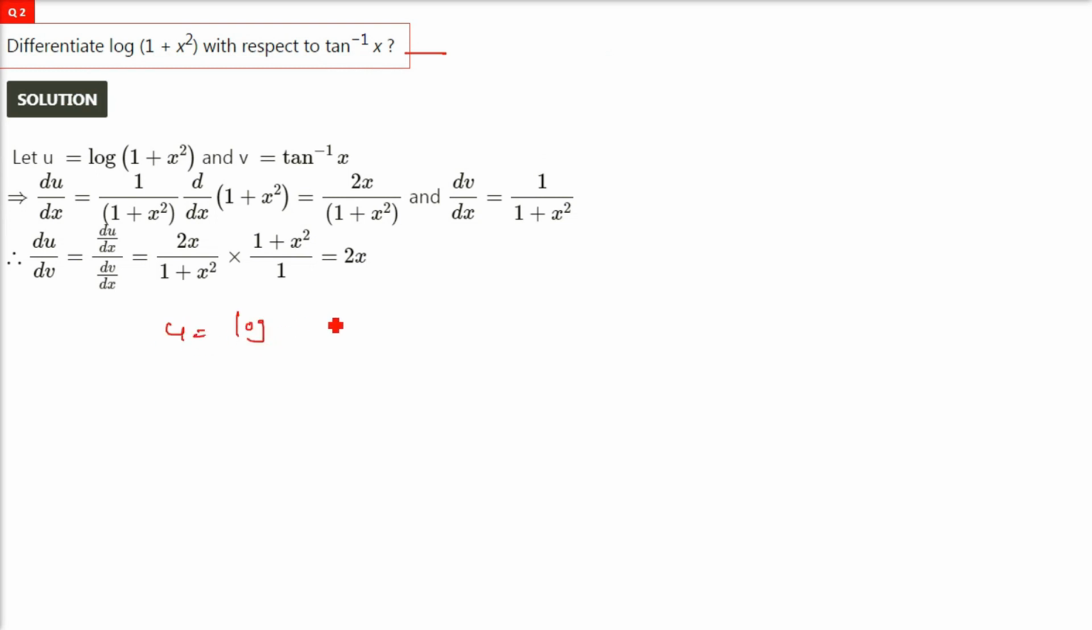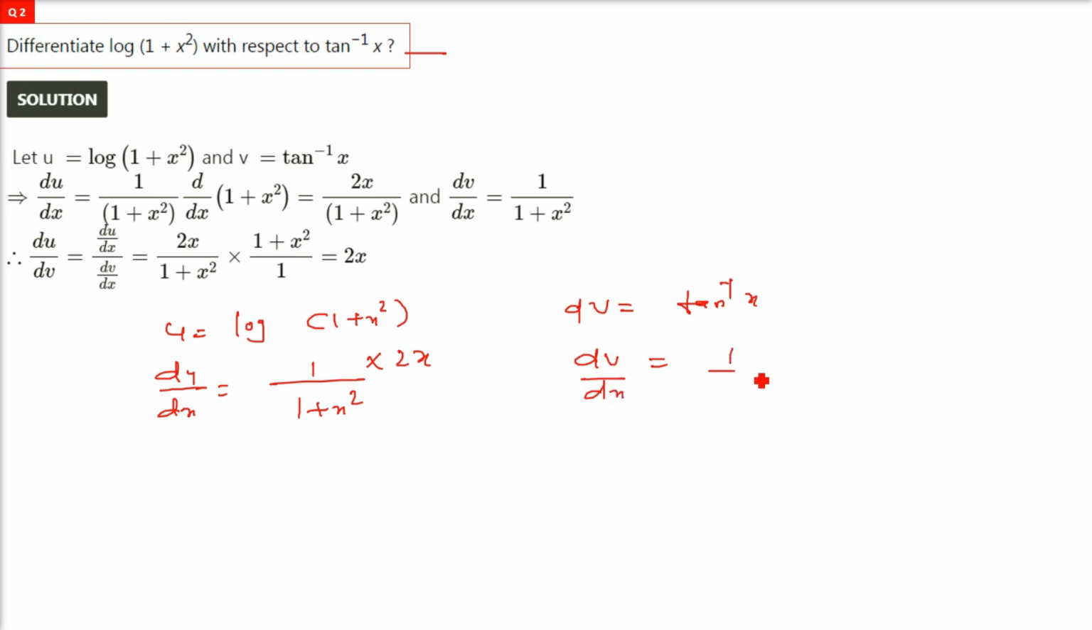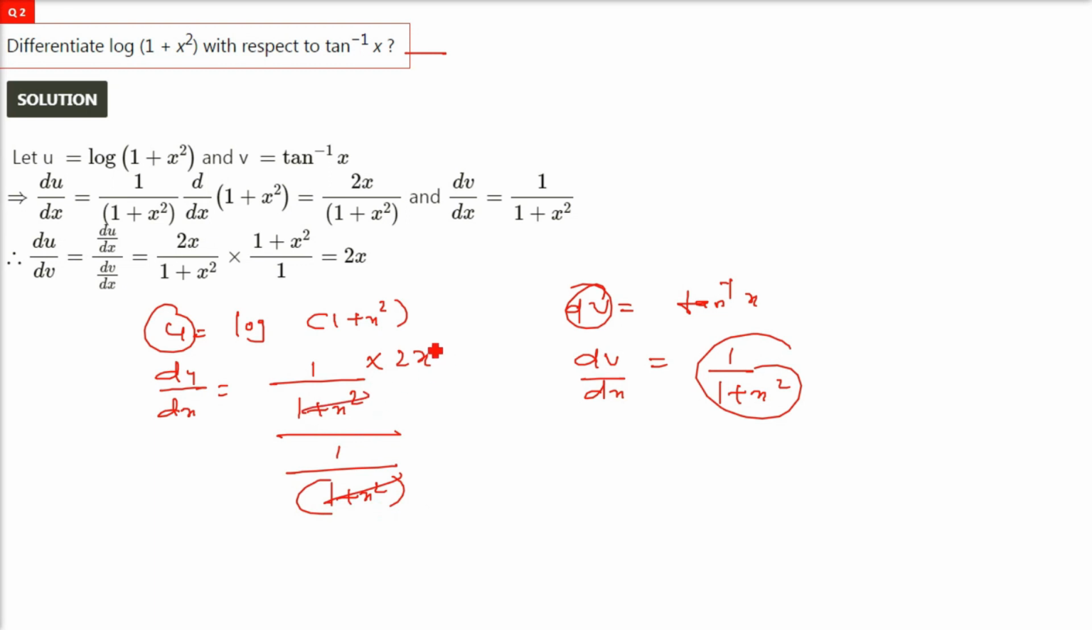So u is what? Log of 1 plus x square. And v is what? Tan inverse x. So du by dx is going to be 1 by 1 plus x square, and differentiation of 1 plus x square is going to be 2x. Differentiation of tan inverse x, dv by dx, is 1 by 1 plus x square. So du by dx and dv by dx we have to do. So let us divide these two. 1 plus x square, 1 plus x square you can cancel. So it is going to be 2x. Okay.